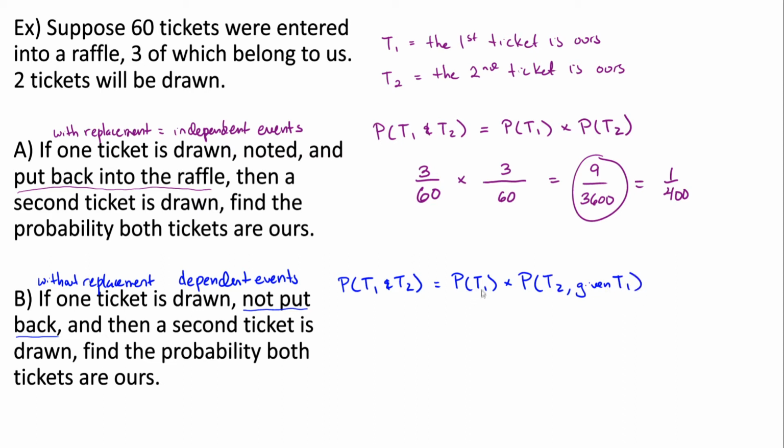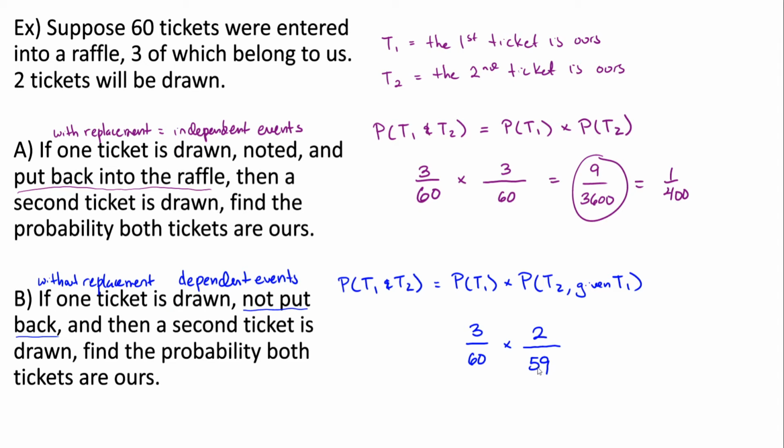So the probability of the first ticket being ours is going to be 3 out of 60 again. We still have 60 tickets in the raffle to start with. 3 of our tickets are still there at the very beginning. But now we've taken one ticket out, we're not putting it back in. So when we go to get the second ticket out of the raffle, there's only 59 tickets in the raffle total, and only 2 of the tickets in the raffle are ours because one of them has already been removed.